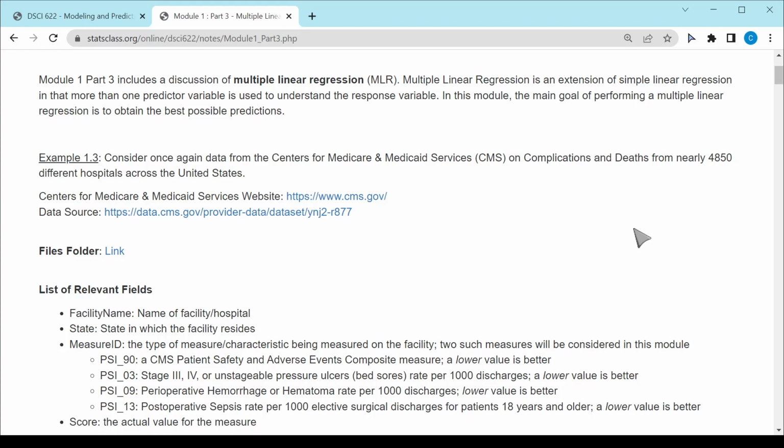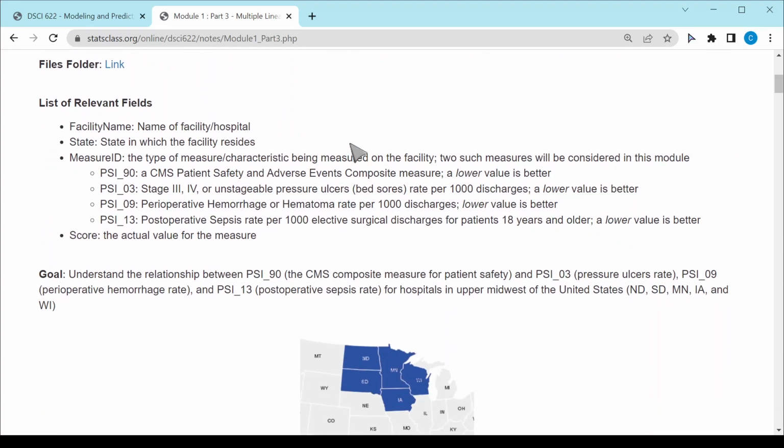All right, let's look at example 1.3. We are again going to use data from the Centers for Medicare and Medicaid Services regarding the complications and deaths from nearly 4,850 different hospitals across the United States. Some of the relevant fields include the facility name, the state in which the facility resides. We're going to be investigating the PSI 90 score, which again is the CMS Patient Safety and Adverse Events Composite Measure. A lower value for this measure is better.